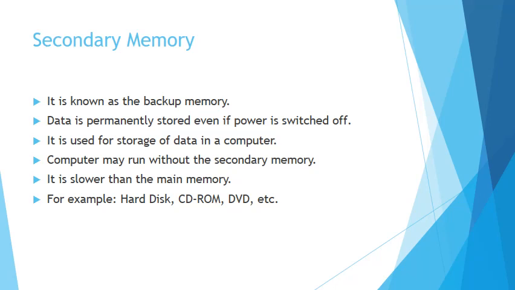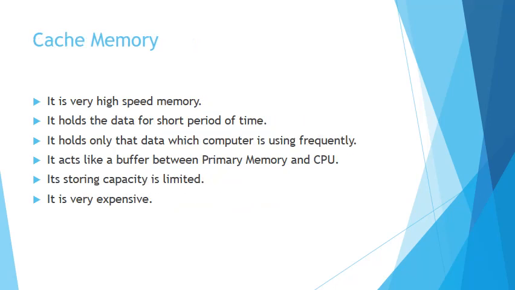And a computer can run without secondary memory because secondary memory is not necessary in any computer. To run a computer, we only need primary memory, and to store our data for a long time to use it in future, we need secondary memory. The access time of secondary memory is slower than primary memory. Examples of secondary memory are hard disk, CDs, DVDs, USBs and different media that we use to store our data.